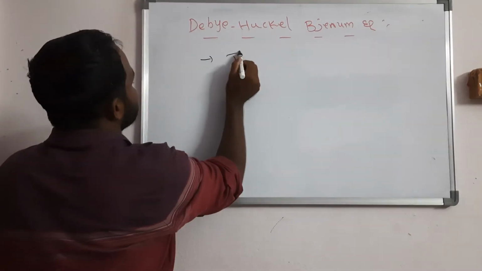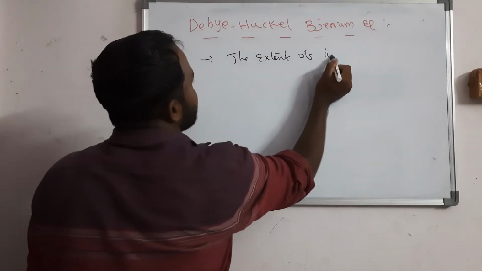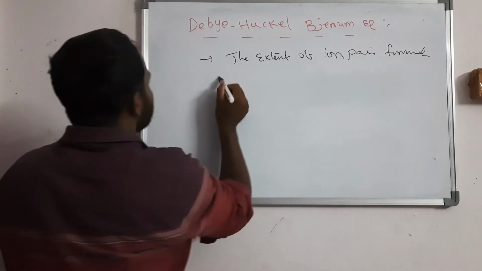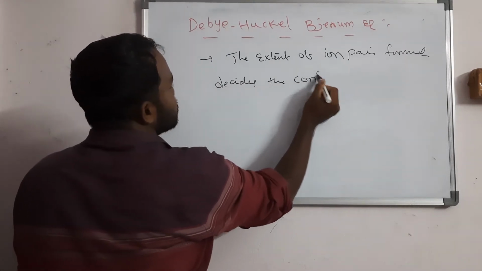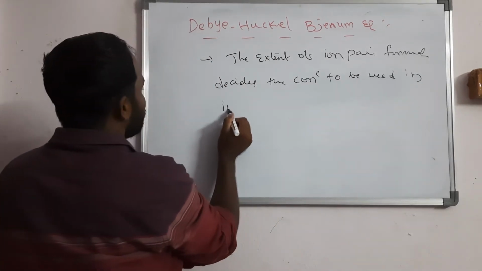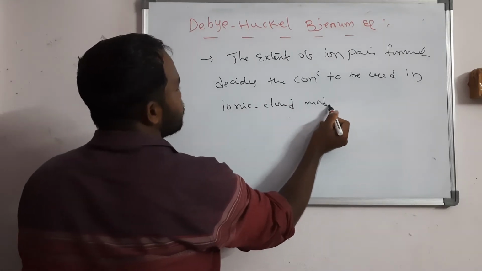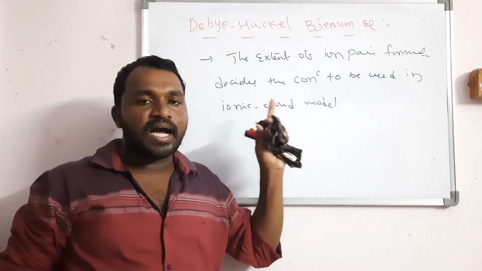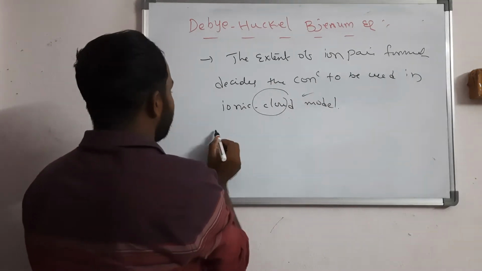The extent of ion pair formation decides the concentration to be used in the ionic cloud model. This you should write as the first point. So the extent of ion pair formation decides the concentration to be used in the ionic cloud model. This point you should write first.